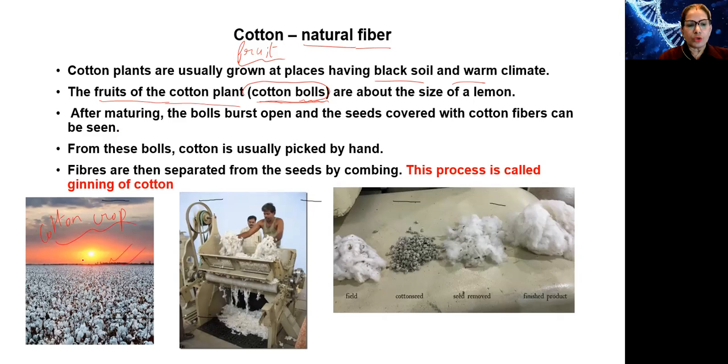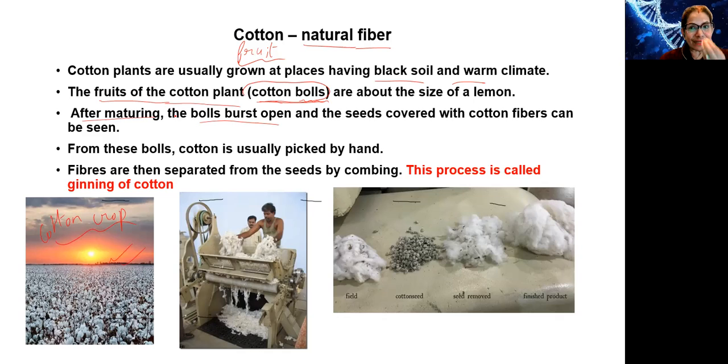After maturing, they look like this. After they're fully grown, they are ready to be made into the fiber. After maturing, the bolls burst open, and the seeds covered with cotton can be seen. We know that we are getting cotton from the fruit of the plant. So that cotton fruit, once at maturity, will open up.